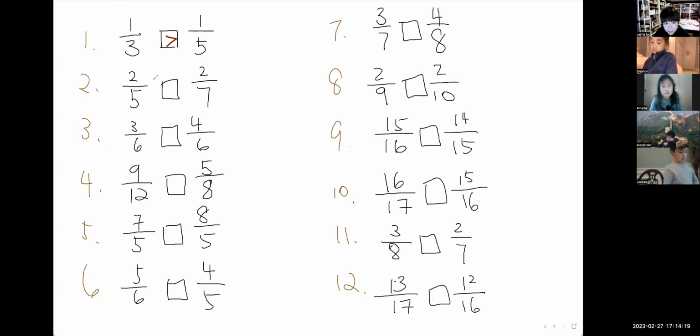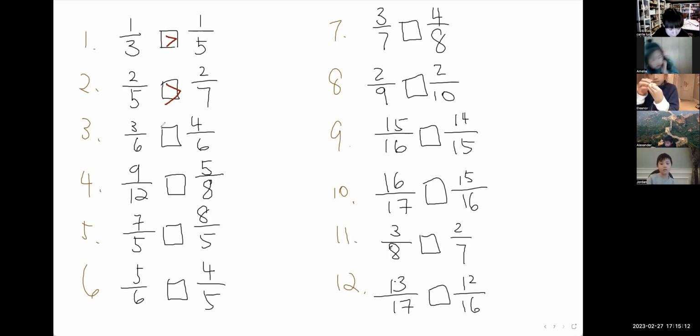Okay. So number 2, I want to ask Alexander, is it smaller than or bigger than? Hello, Alexander? Bigger than or smaller than? Bigger than? Okay, bigger than. I think you're perfectly right. Very good. Okay, number 3. 3/6 and 4/6. Jordan. What? Why is it that every time I call your name you act like, who am I? Where am I? 3/6 and 4/6 equals what? It's smaller. Smaller than. Very good.